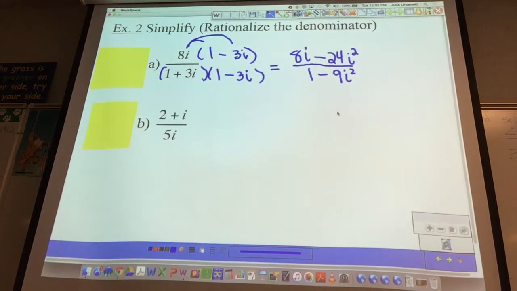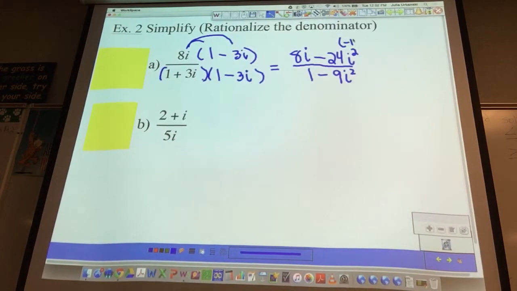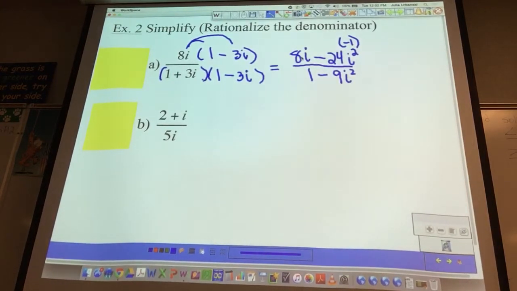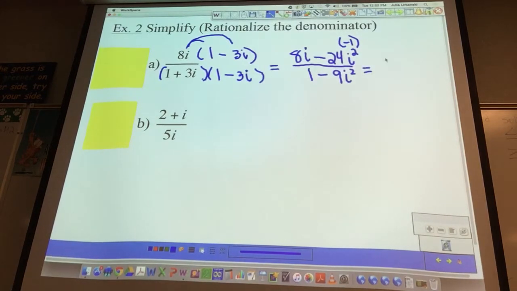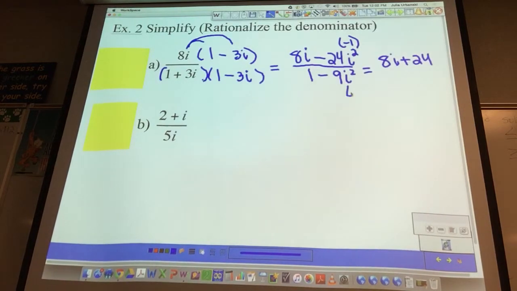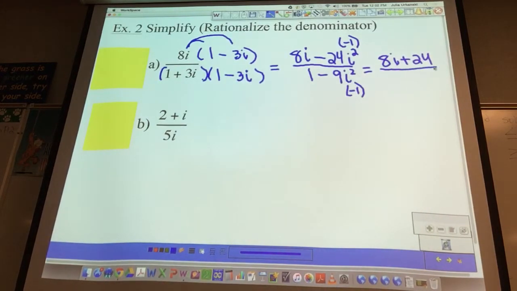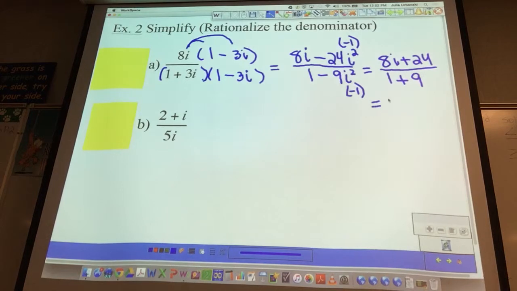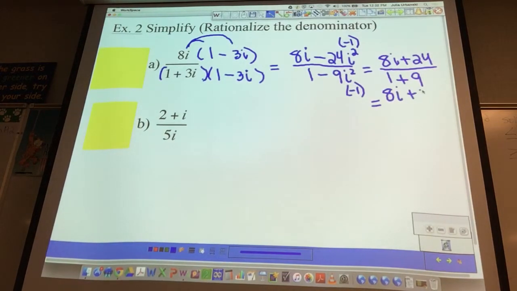All right, now all that's left to do is to simplify. I'm going to start getting to the point where I just write it right here. i squared is negative 1. So that really means 8i plus 24. And this is negative 9 times negative 1. So that really means 1 plus 9. Which means we have 8i plus 24 over 10. So each little part is not difficult. It's important that you remember that i squared turns into negative 1.